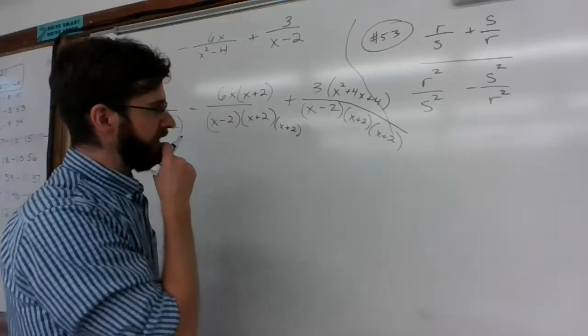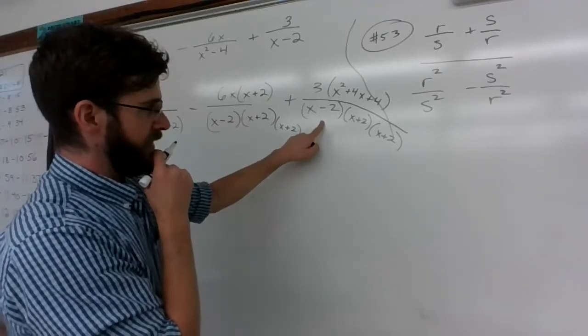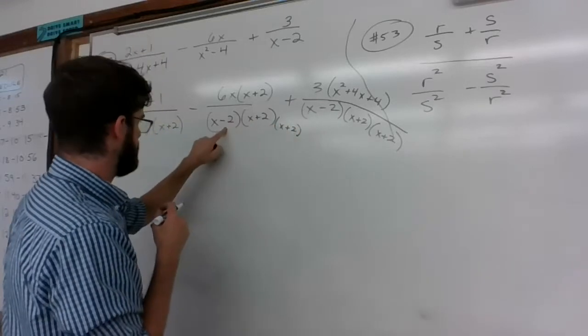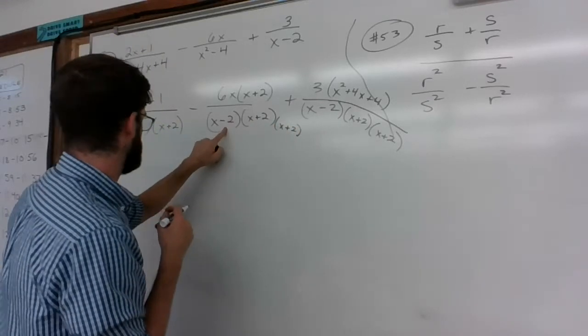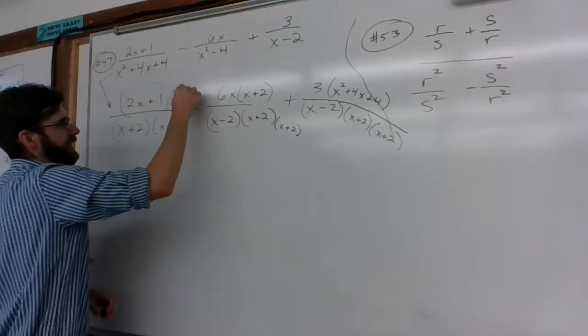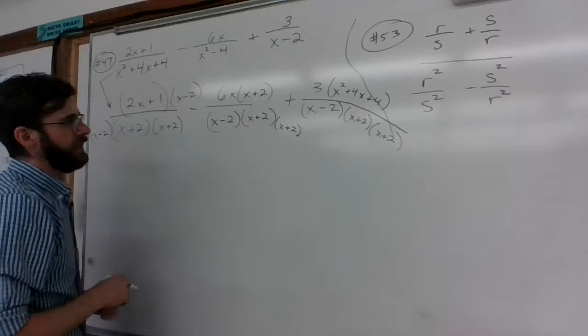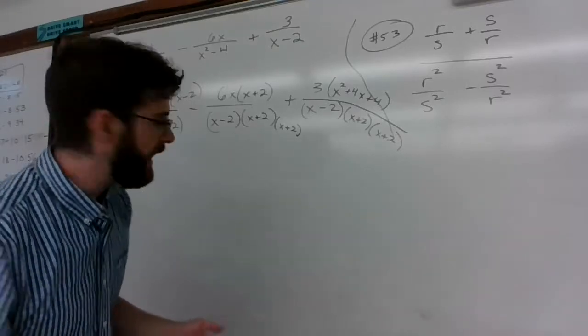But I don't think we're done yet because this has an x minus 2. So we need x plus 2, x plus 2, x minus 2. x plus 2, x plus 2, x minus 2. x plus 2, x plus 2, x minus 2. All right, so a lot of algebra to be done now.